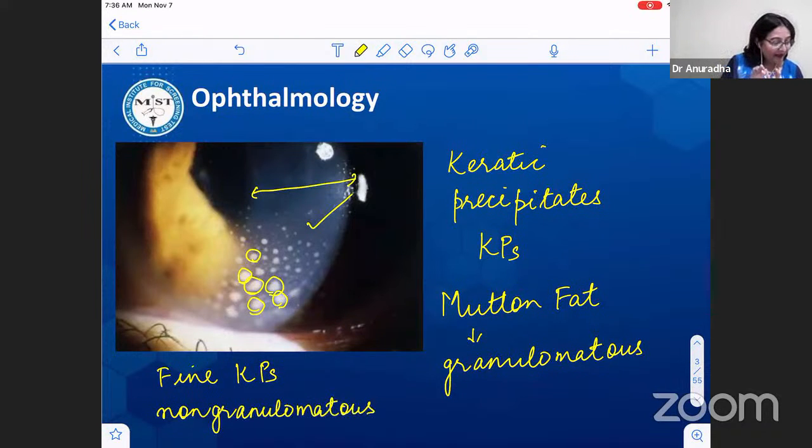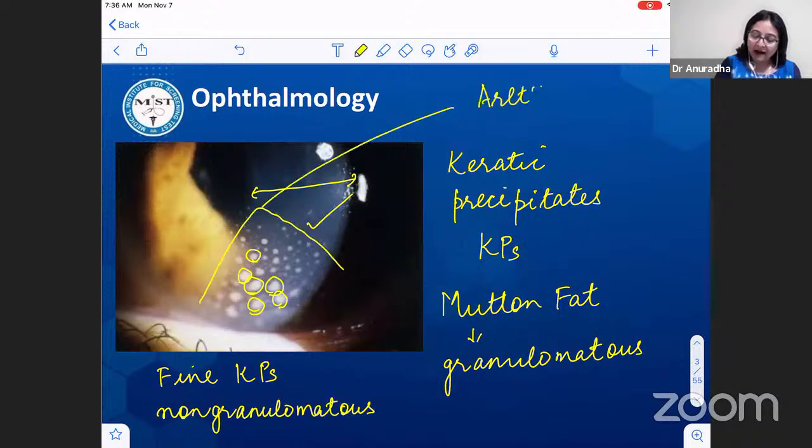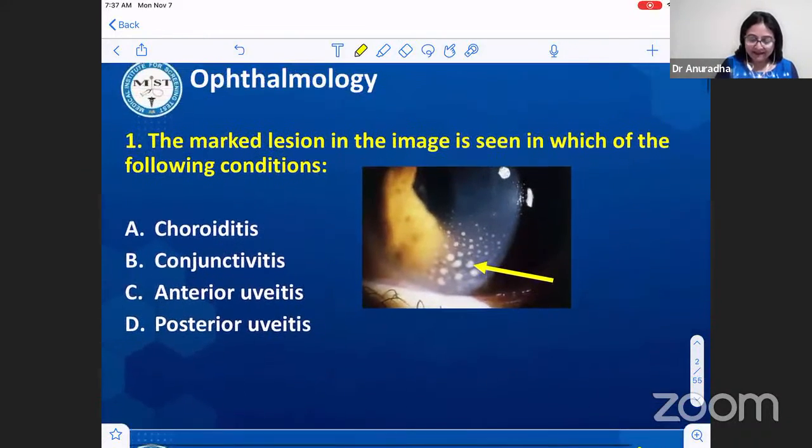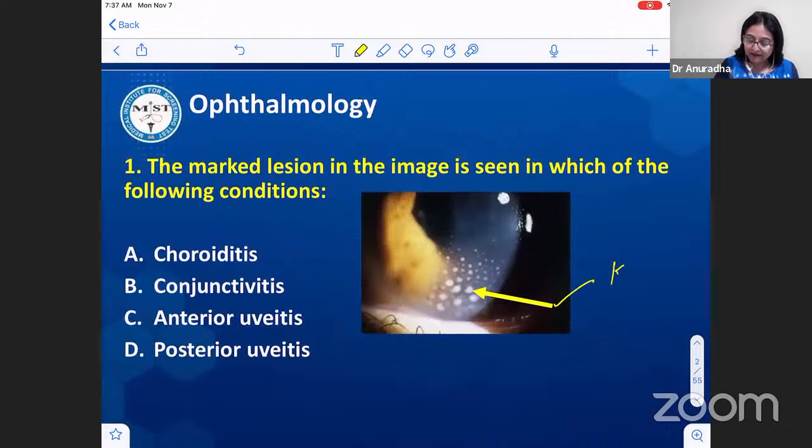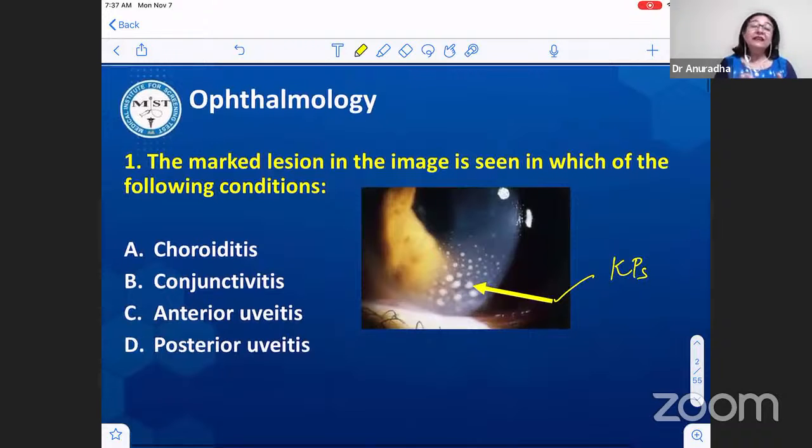You are very right, Vineet. The KPs are specifically arranged in an inverted triangular manner, and this inverted triangle is known as Arlt's triangle. So you have identified this lesion correctly. KPs are a hallmark of anterior uveitis. So C is your right choice, as you already told me.